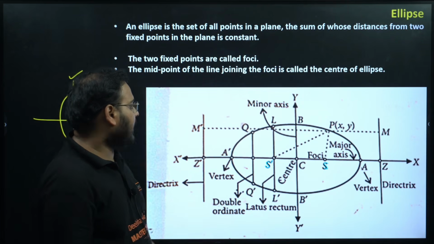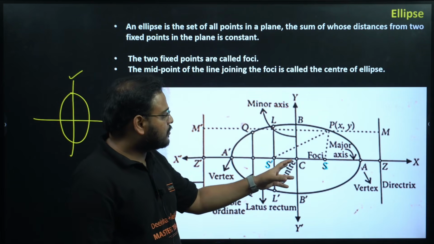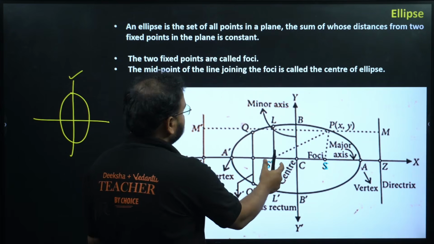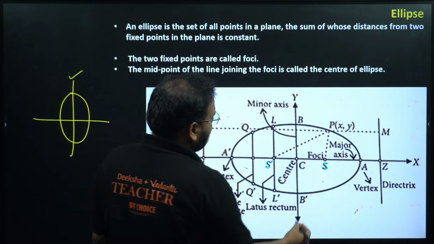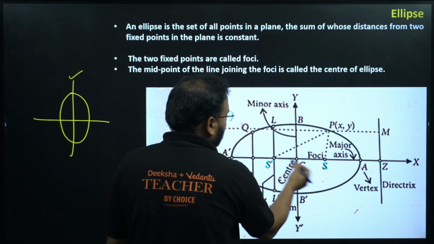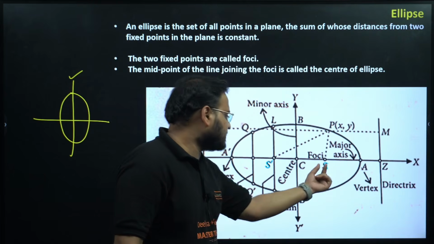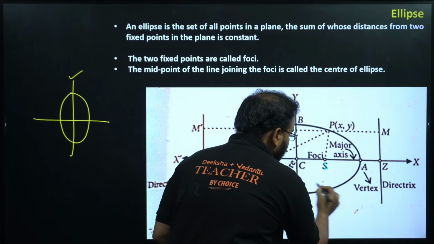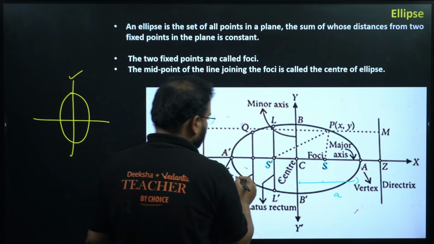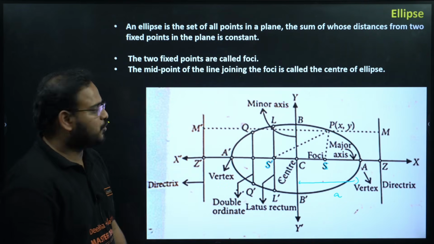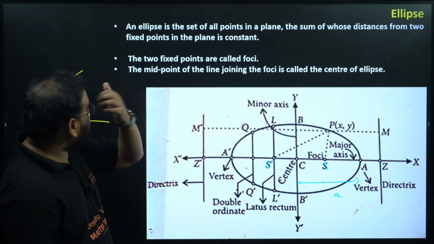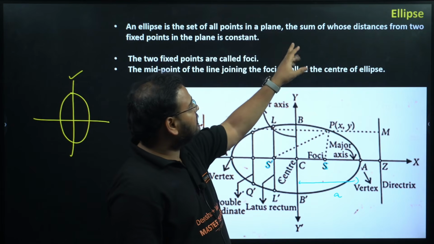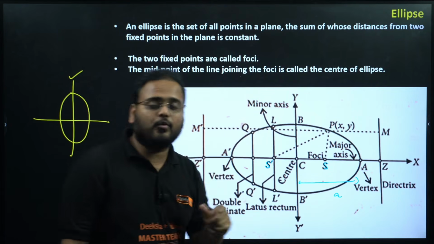So S and S dash are your foci, and the distance over here, this point is called ae comma 0, this is plus ae, this is minus ae. The distance from C to A is called a. This is going to be another a value, and so on. Okay, so let's go. An ellipse is the set of all points in a plane, the sum of whose distances from 2 given fixed points.